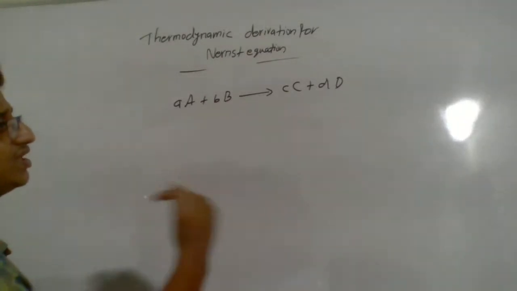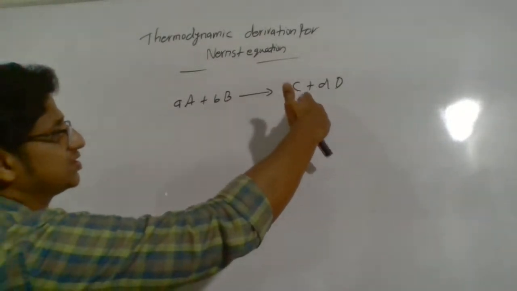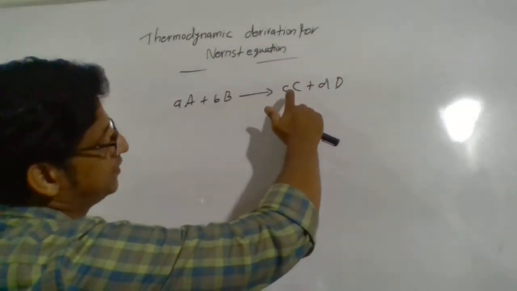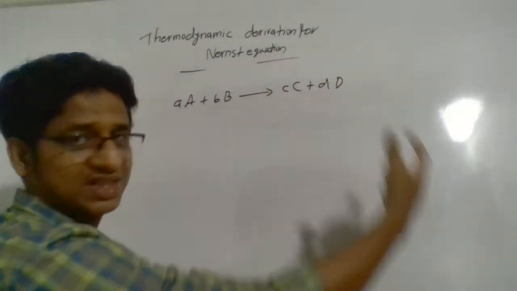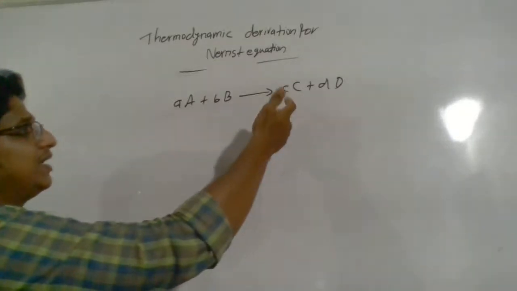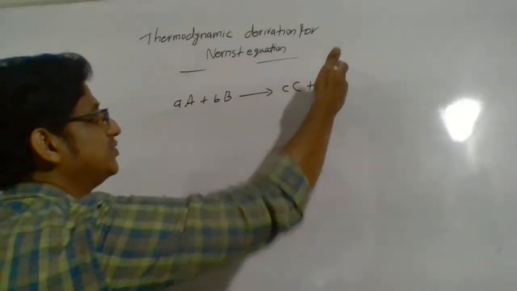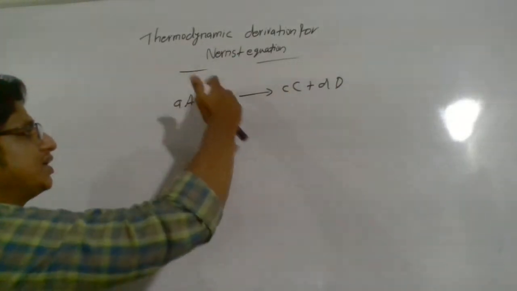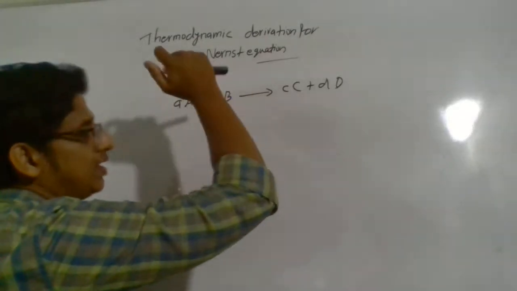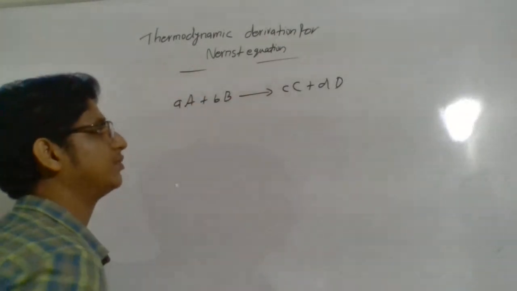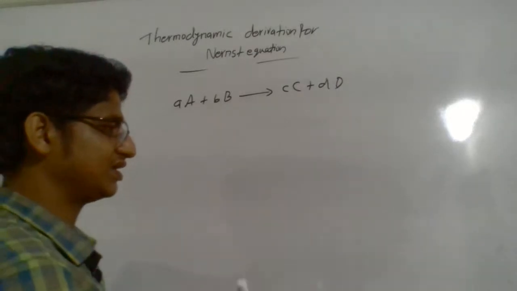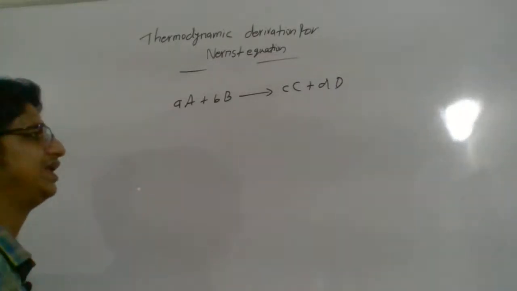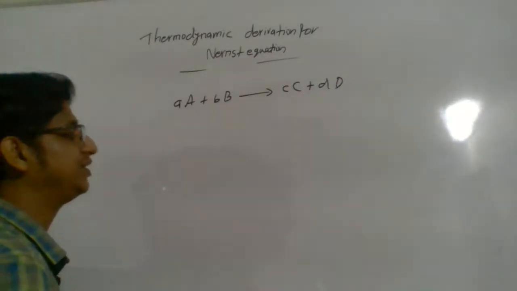The equilibrium constant is always the concentration of the products, and if stoichiometry is there, that should be written as a power. So it will be [C] raised to c into [D] raised to d, divided by [A] raised to a into [B] raised to b. That's the way you can represent the equilibrium constant, right? Similarly, for the cell reaction in a reversible cell, let us have an equation for delta G.